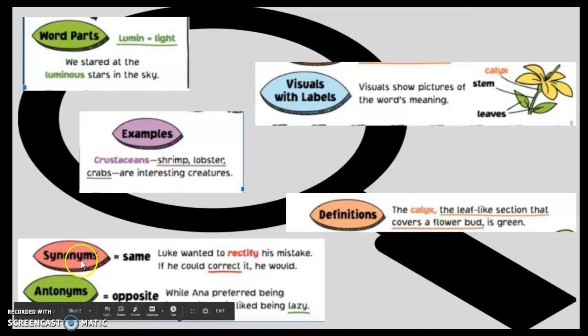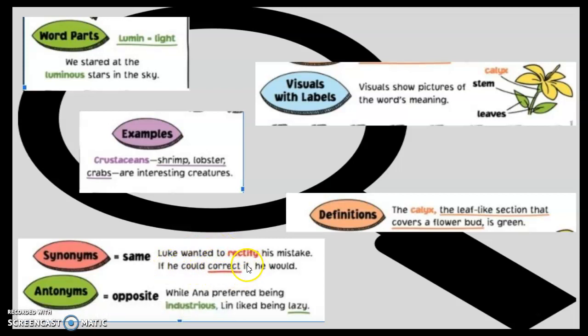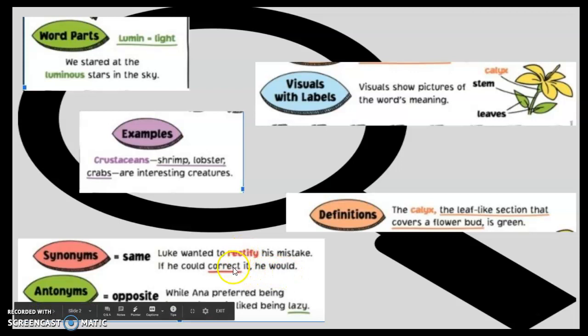You might hear synonyms or antonyms. So, synonyms are words that mean about the same. Luke wanted to rectify his mistake. So, rectify might be your unfamiliar word. If he could correct it, he would. So, rectify and correct are actually synonyms. If you see the word correct, it's going to help you understand that he'd like to correct his mistake.